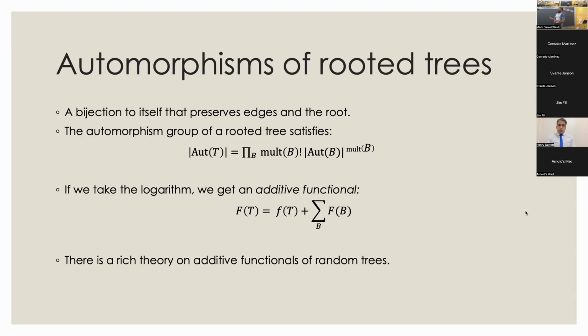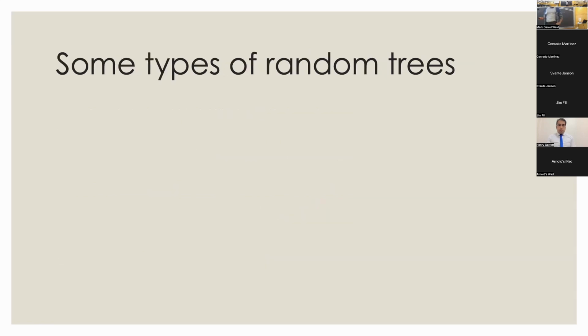And there's a rich theory on these additive functions for random trees, which we can then use to study this particular one that we're interested in. So this will be useful to us. So then what types of random trees are we studying?